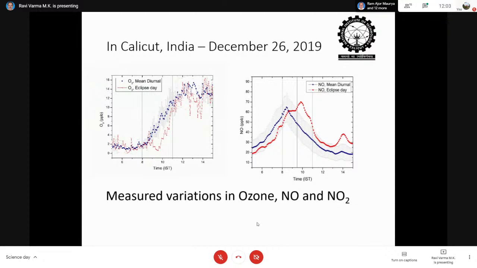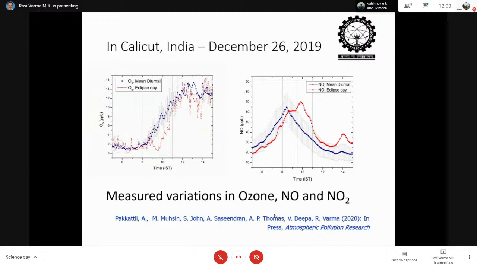On the left panel, you can see there's a dip in the ozone. In the red curve, you can see that exactly at about 9 or after 9, there is a dip in ozone. That means sunlight was not available and ozone was not produced. So some pollution dynamics was there, and again, our spectrometers measured this. We have already published this as a paper.